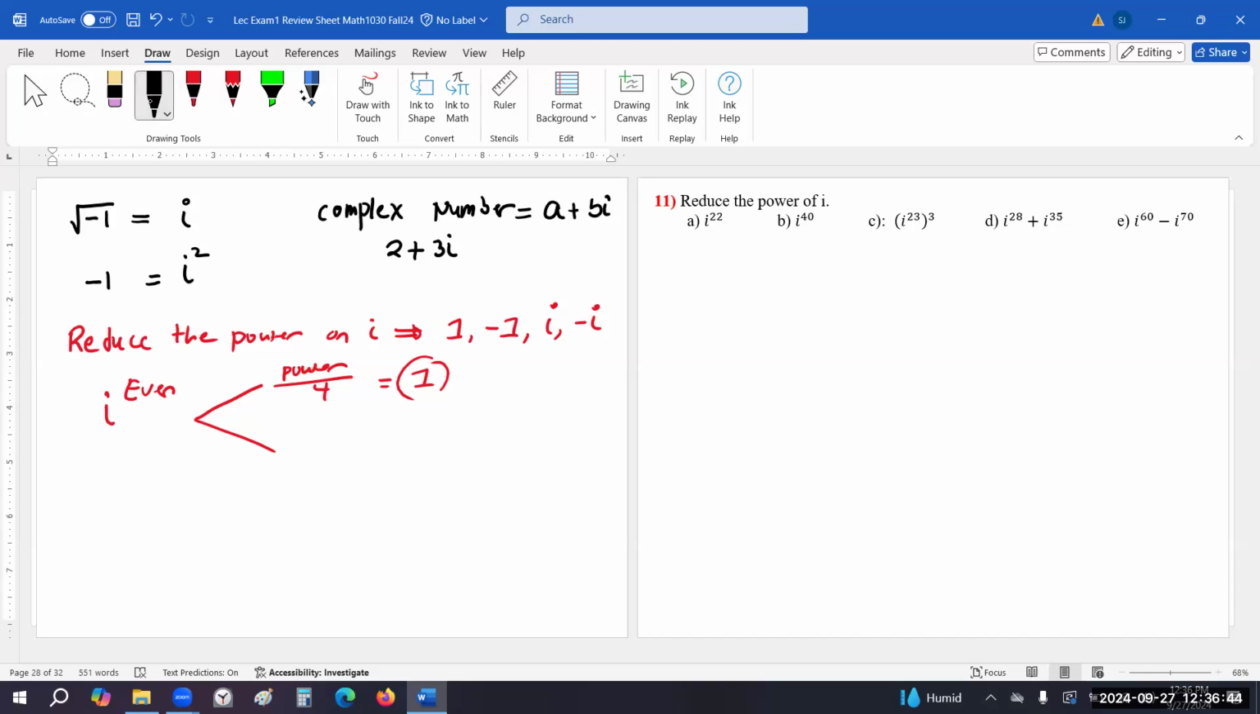But that power is not divisible by 4. Well, actually, I should write it this way. It's not divisible by 4. Not. That means the answer is -1. Okay? But the power has to be even. If i has an even power, see if you can divide the power by 4. If you can, the answer is 1. If you cannot, the answer is negative.